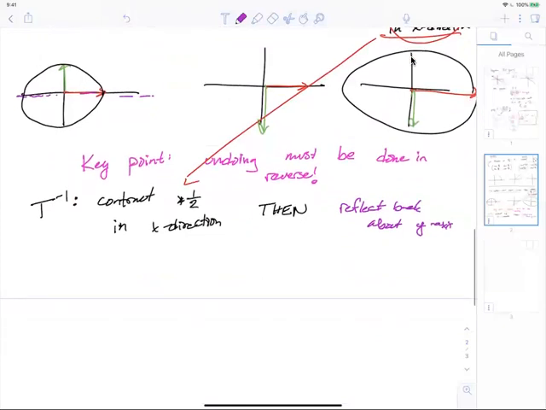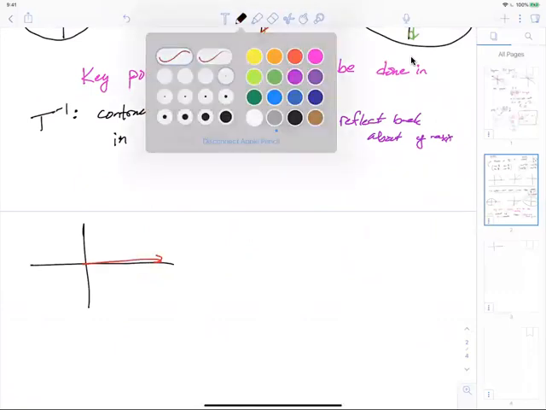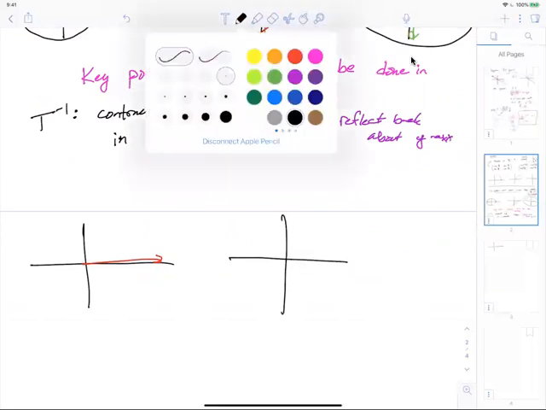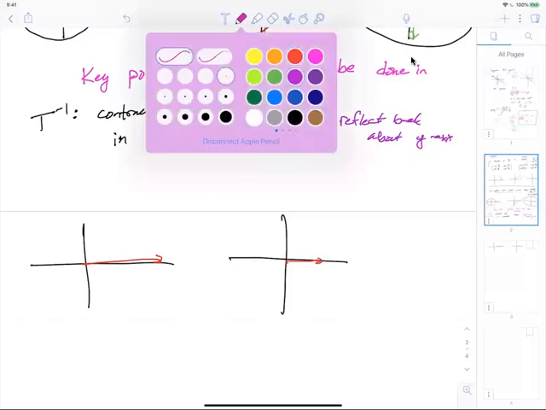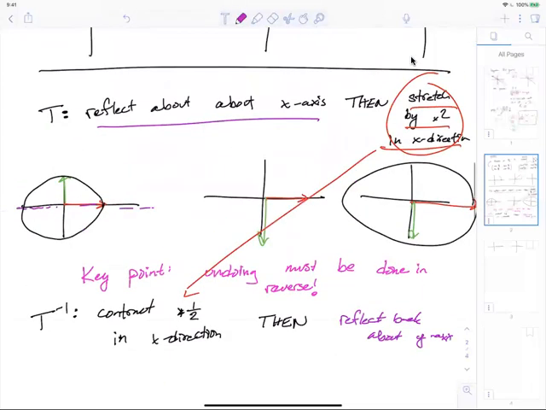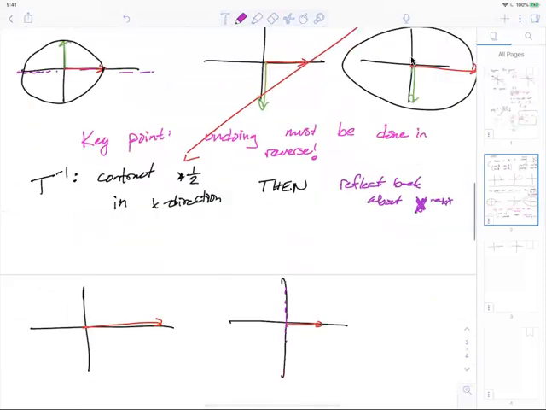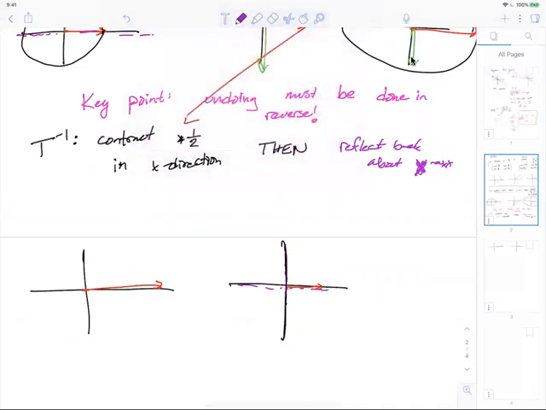So what does this look like? If we do this, we're going to contract by a factor of 1/2 in the x direction. So we're going to shorten that vector by a factor of 1/2, and then we're going to reflect about the x-axis. Sorry, I said the y-axis, but this should be the x-axis. My apologies. So we're going to reflect about the x-axis. So in this case, that's not going to happen.